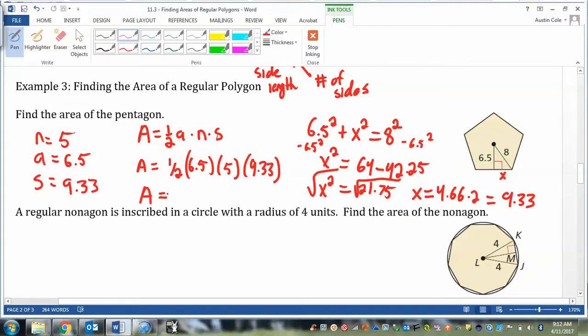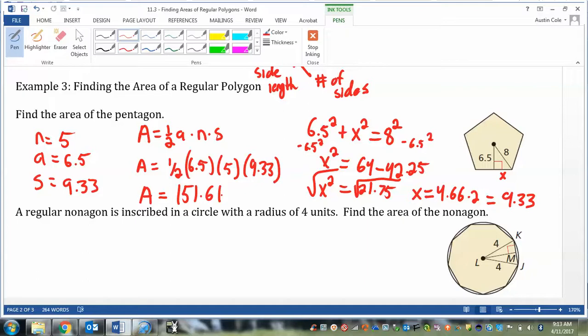When you multiply that all together, what do you get? 303.23. I think that's a little high. Yeah. 151.61. I think that's right. It is, you could times it by 0.5. Sure. Easy to do, guys. 151 point what again? 61. Thank you. Okay. So the area of that pentagon is 151.61 units squared.